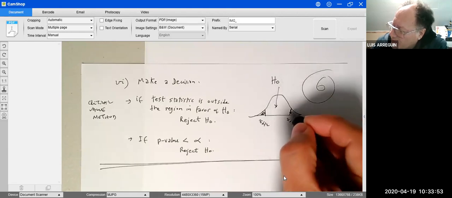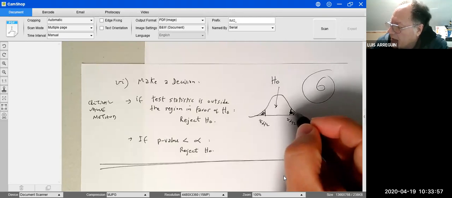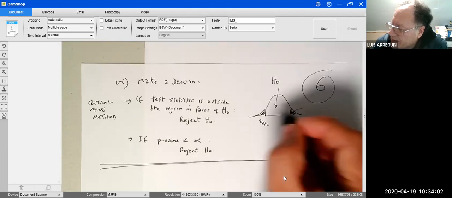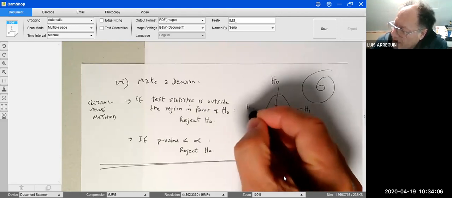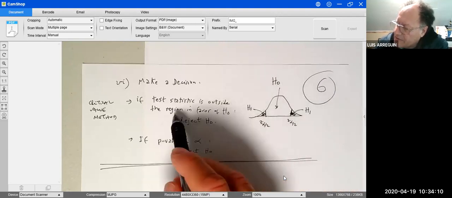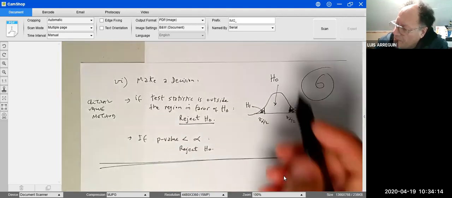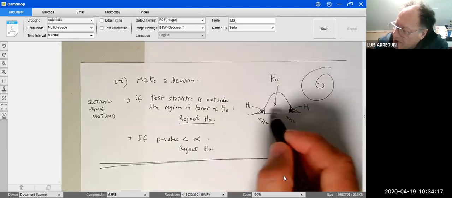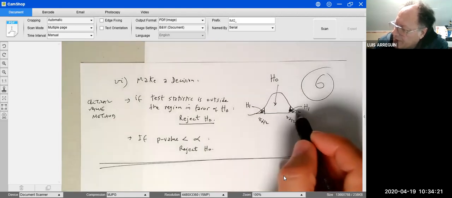If the values for your test statistic end up in this area, this is the critical region that's in favor of the alternative. So you're going to check if the test statistic is outside of the region in favor of the null, then you're going to say reject the null. So to reject the null, you expect the z that you compute to be either here or here.